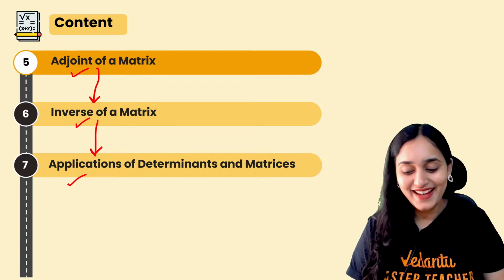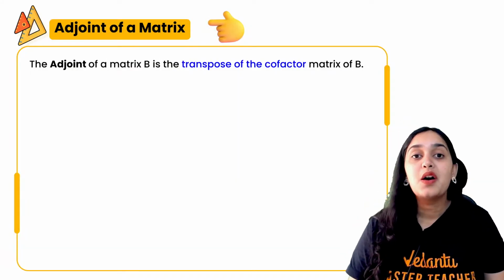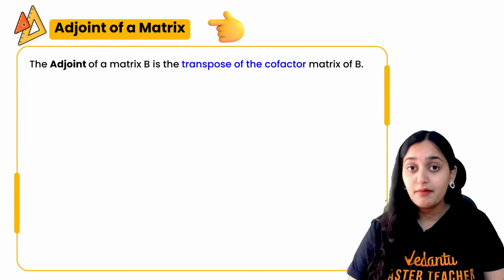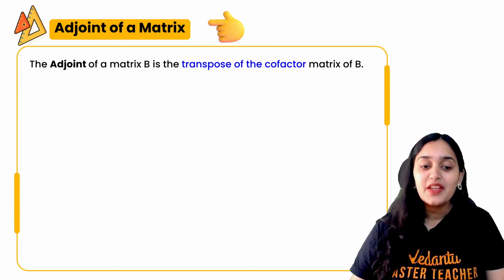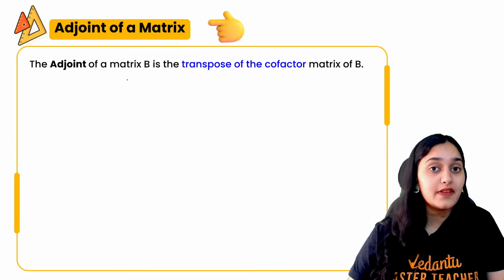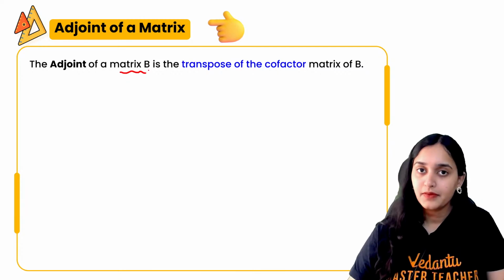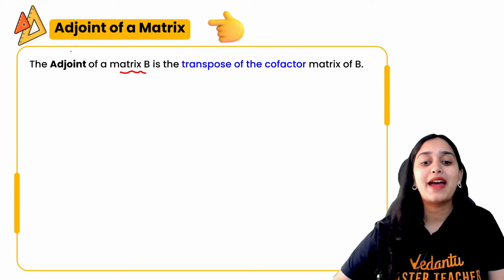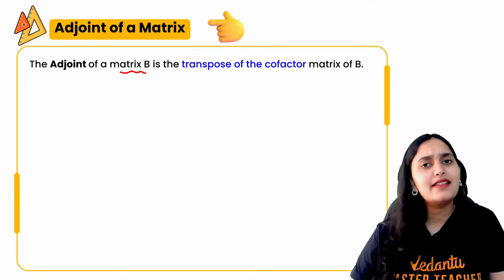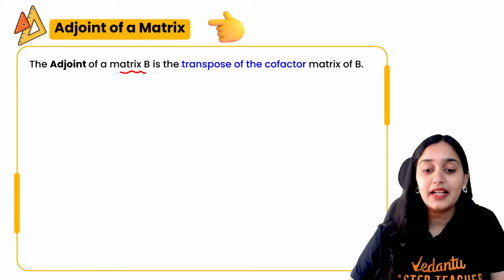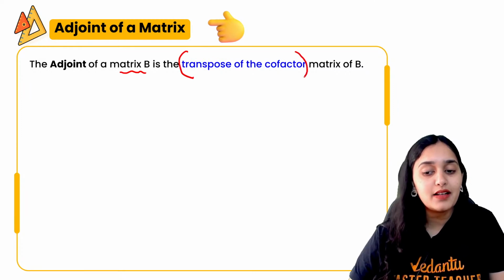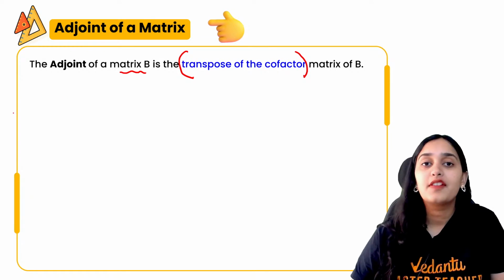Okay guys, let's begin with the very first topic. What is adjoint of a matrix, right? Now, suppose we have a matrix B. We want to find the adjoint of this matrix. So what is adjoint? It is nothing but transpose of the cofactor matrix of B.